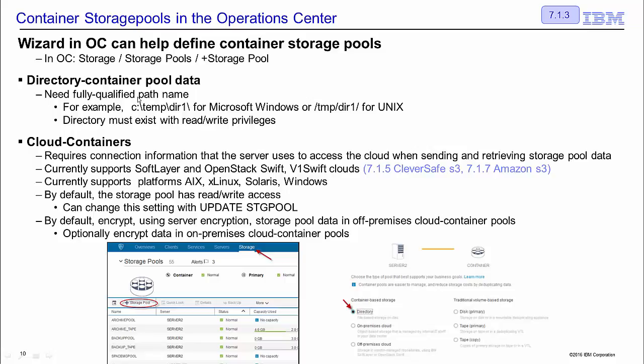One thing to note is if you are creating a directory container pool, all of those directories you will define to it do need to be predefined. And those directories have to have read-write privileges. For cloud containers, you will need a lot of the cloud-specific information, like the URL, like the passwords, like the IDs that are associated with that cloud.